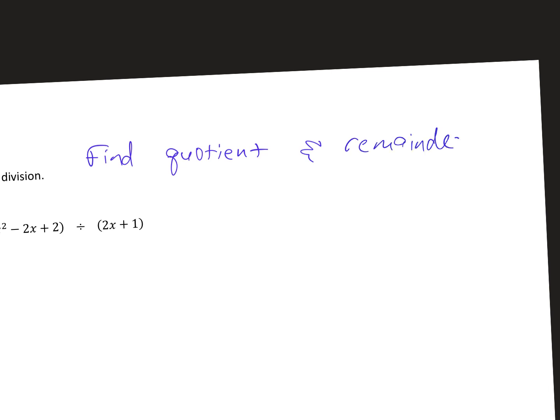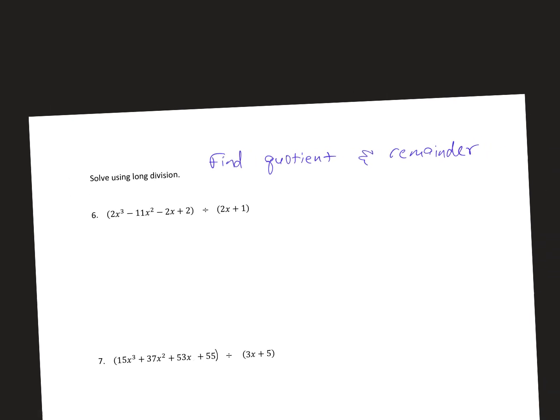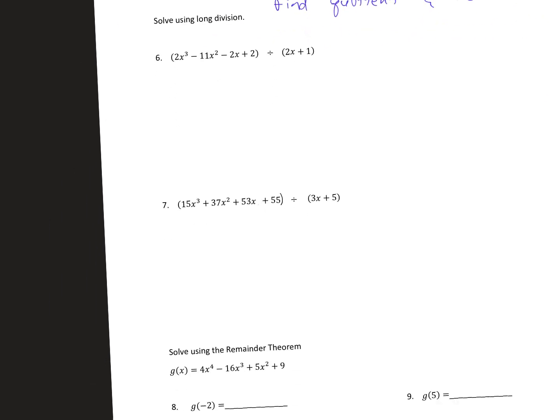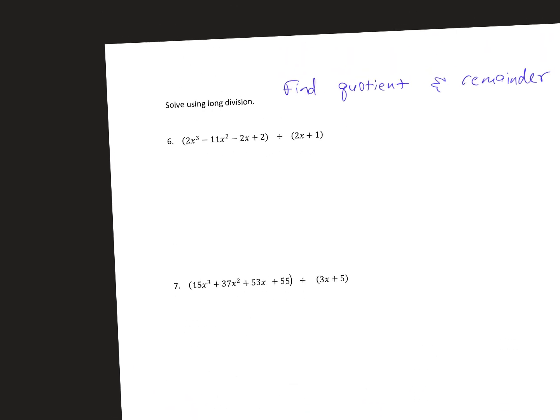Whether it says use long division, synthetic division, whatever, if it says find the quotient and the remainder, that means what is the answer? What's the whole polynomial and the remainder? Does that make sense? Okay, so I want you guys to understand what they're asking here. Let's do these real quick.